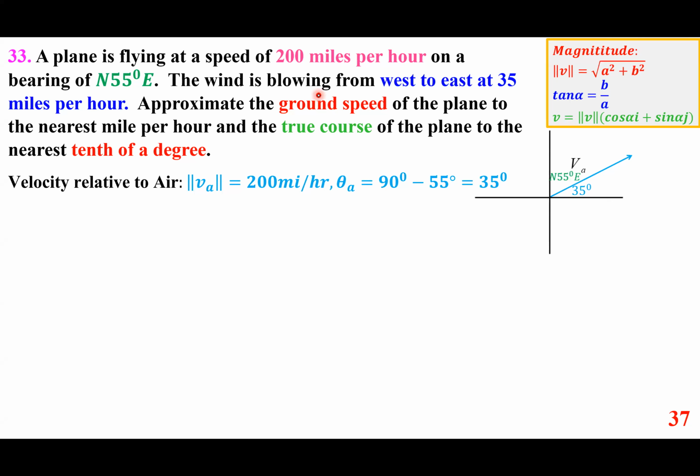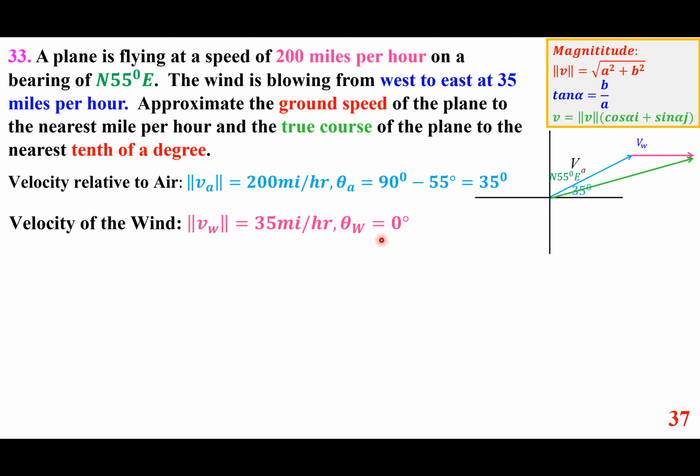The wind is blowing from west to east, this way. If so, the magnitude is 35 miles per hour, and the angle it makes is parallel to the x-axis, if you will. The angle it makes is 0 degrees.